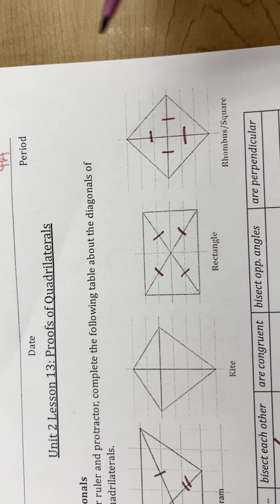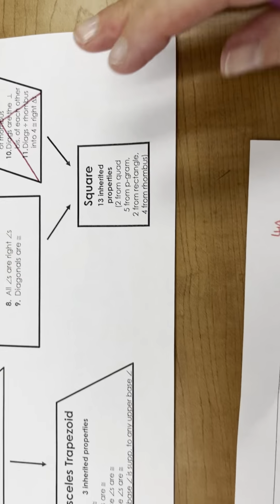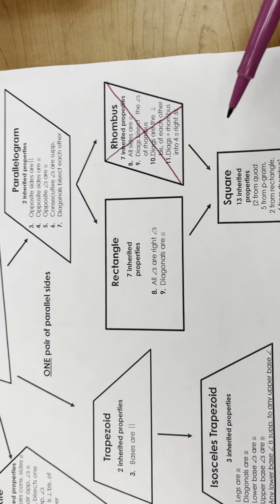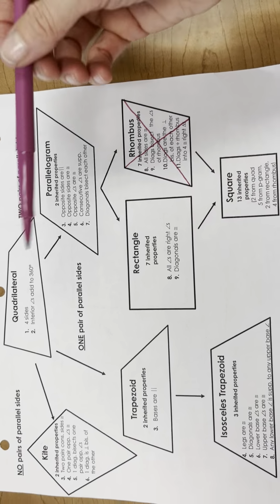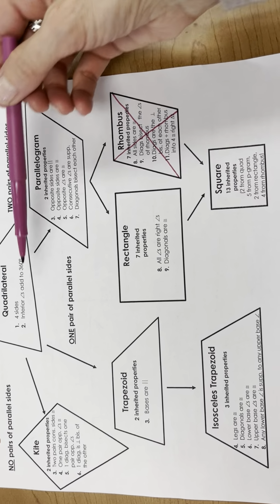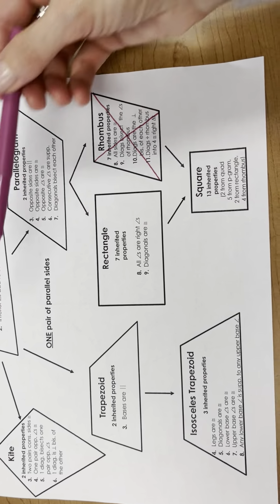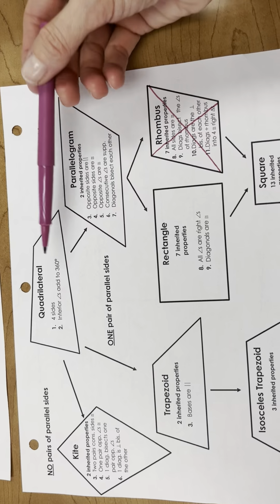What I want to add about squares is squares are at the very bottom here of this whole quadrilateral chain. So at the top, these properties are the same for all of these, right? This is 4 sides, and the interior angles add up to 360.